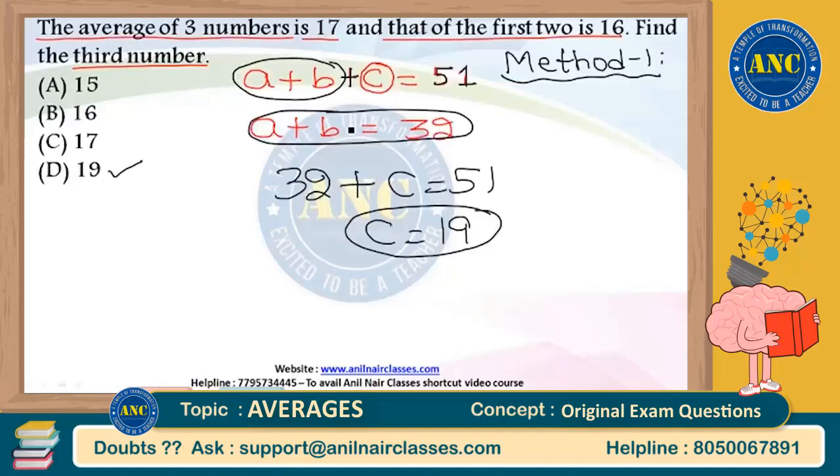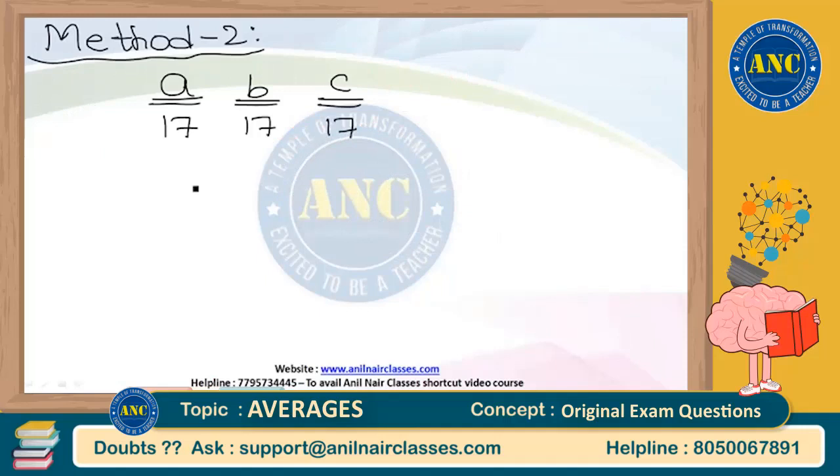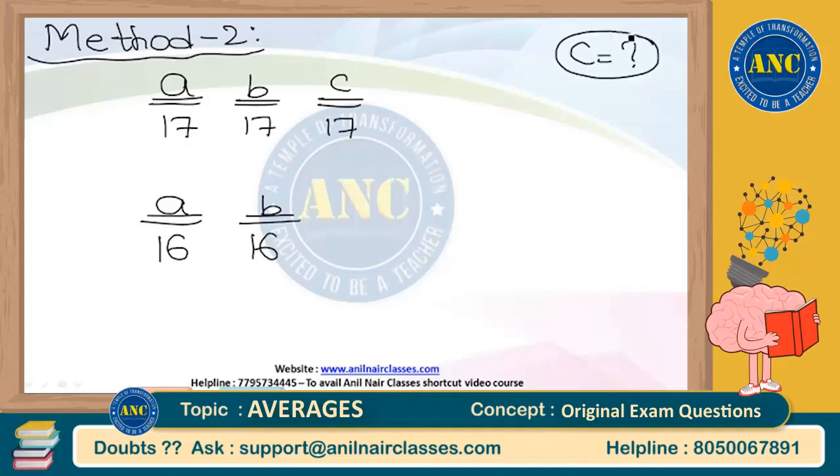Now, what is the next statement? And that of the first two is 16. First two numbers average is 16 itself. That means A and B average is 16, means make both of them 16. Right? Make both of them 16. Now, find the third number is the question. C value I need to find. Now, think logically, sir. Can I say like this? According to this statement, A value is 16, B value is 16. But according to this statement, A value is 17, B value is also 17.